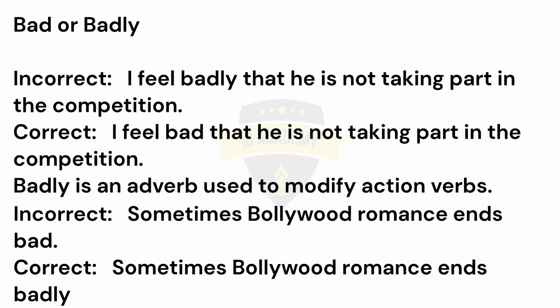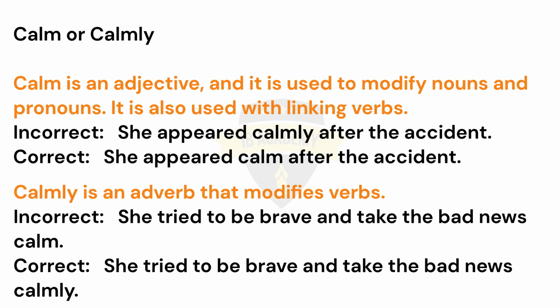Badly is an adverb used to modify action verbs. Incorrect: Sometimes Bollywood romance ends bad. Correct: Sometimes Bollywood romance ends badly. Calm or calmly. Calm is an adjective, and it is used to modify nouns and pronouns. It is also used with linking verbs. Incorrect: He appeared calmly after the accident. Correct: He appeared calm after the accident.